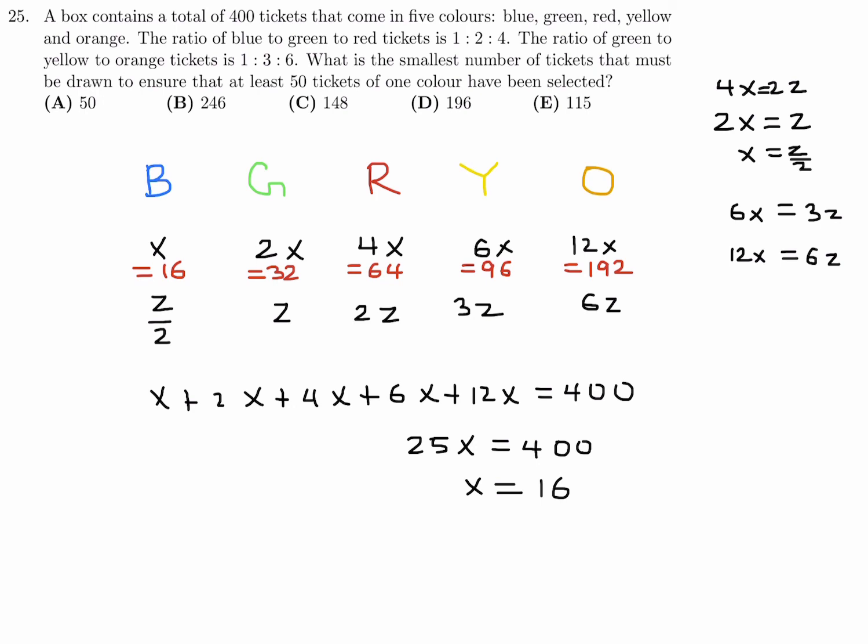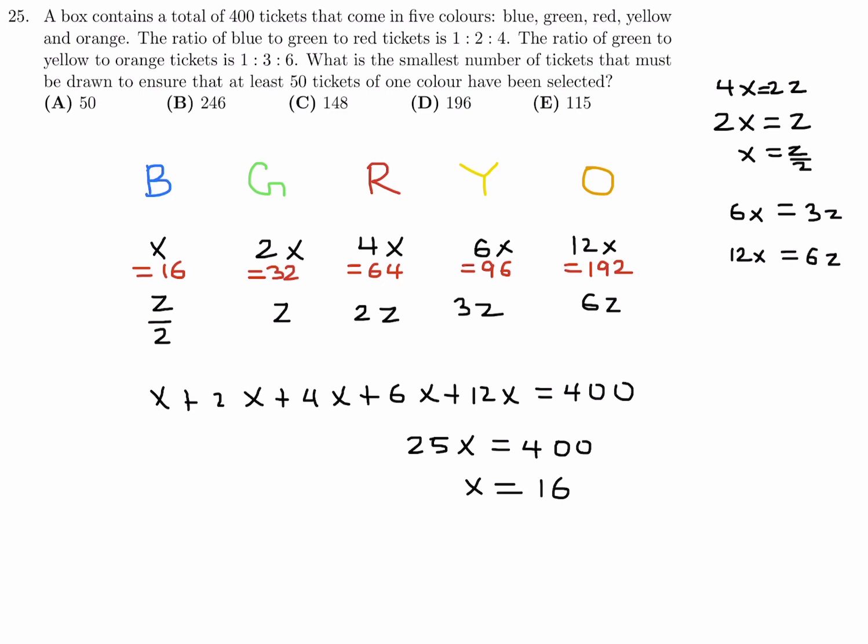Now our task is the final sentence. What is the smallest number of tickets that must be drawn to ensure that at least 50 tickets of one color have been selected? Notice the spelling of the word color. Now you can tell it's a Canadian math contest. All right, so let's use extreme case scenarios here.